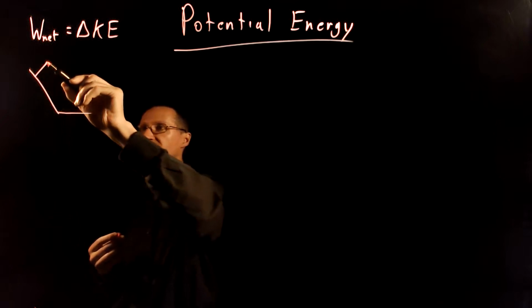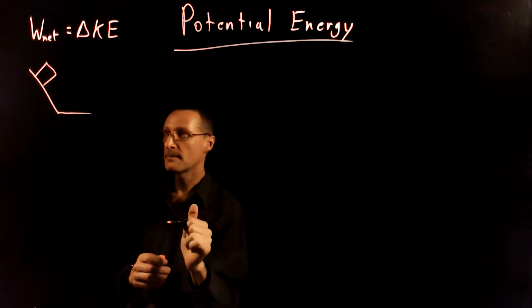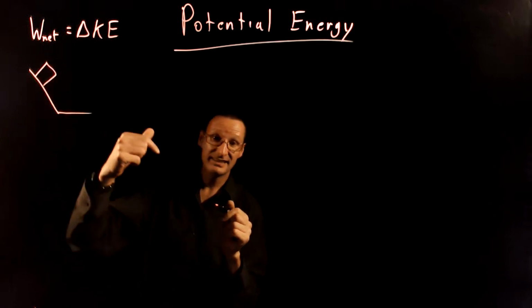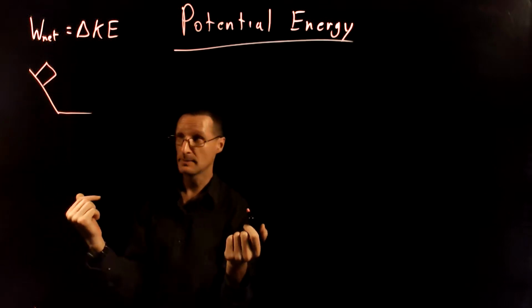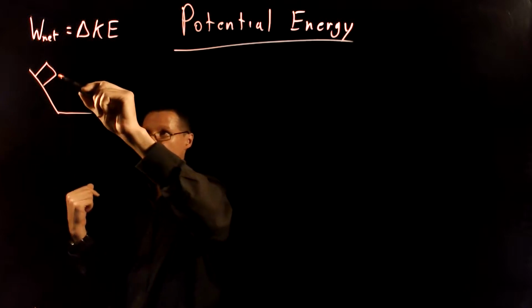So imagine that you have a box on a ramp, and there's no friction in any of these scenarios. And what we want to do is, as the box slides down the ramp, use the work energy theorem to predict how fast it's going. So to do that, we need to think about the forces acting on the box.